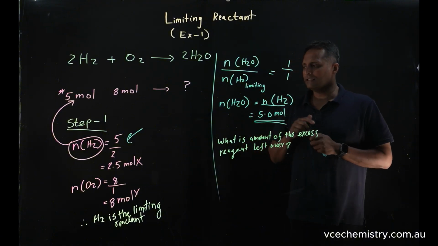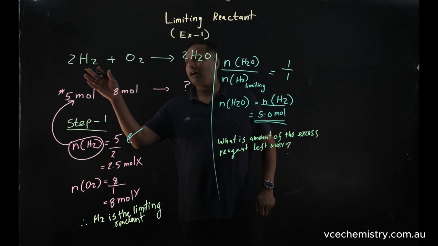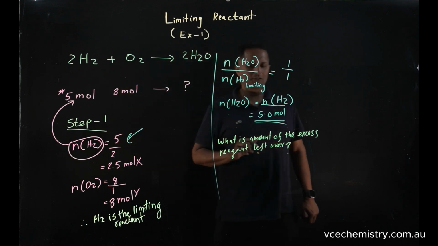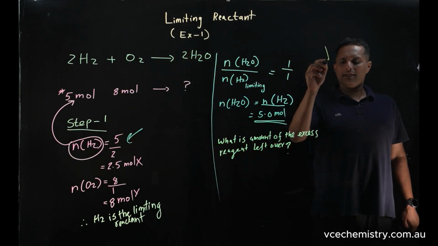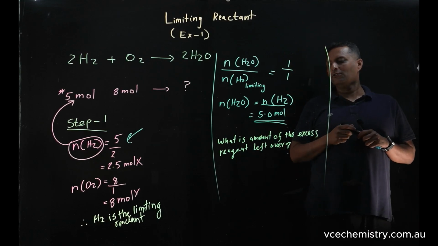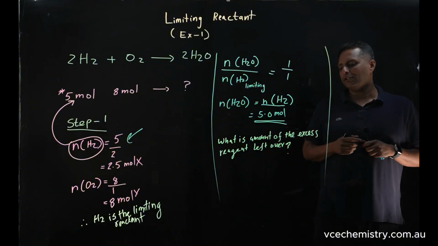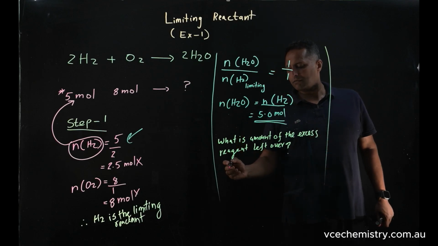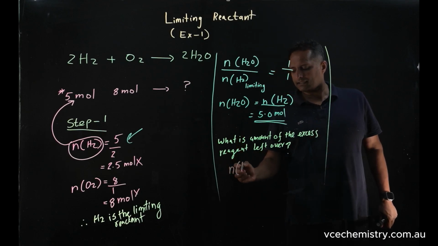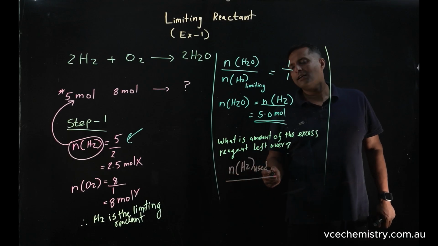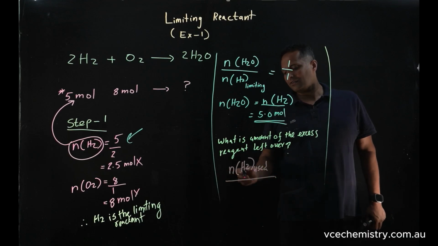Again, you use your limiting to find out the number of moles used. If you know the number of moles used, you can find out the number of moles that will be left over. So to find out the number of moles of hydrogen used, that is your unknown, over your known. Who is your known? Your limiting is your known.